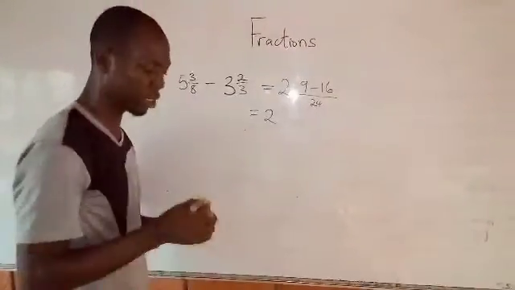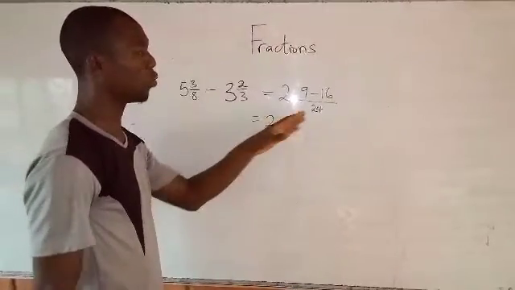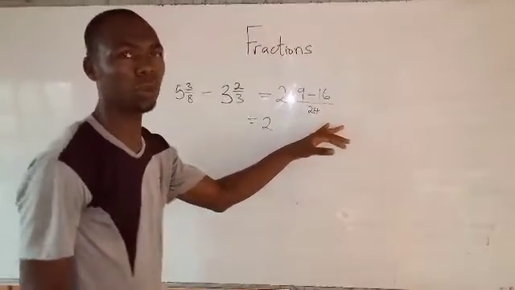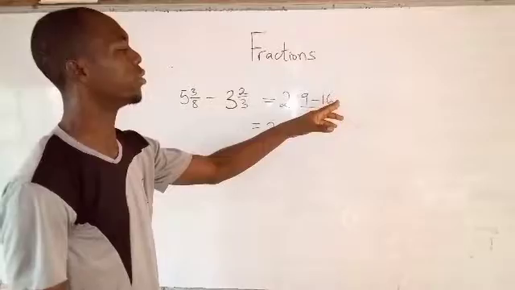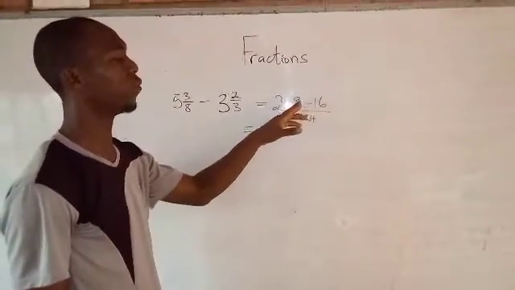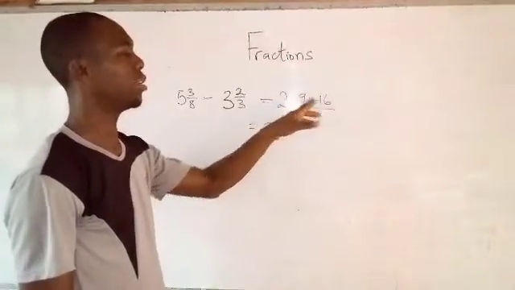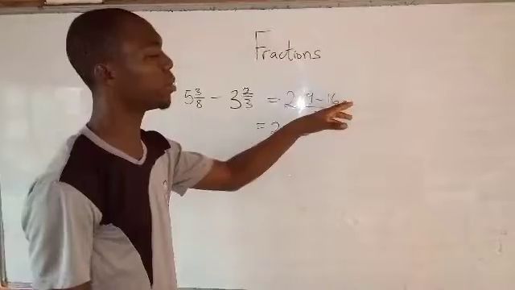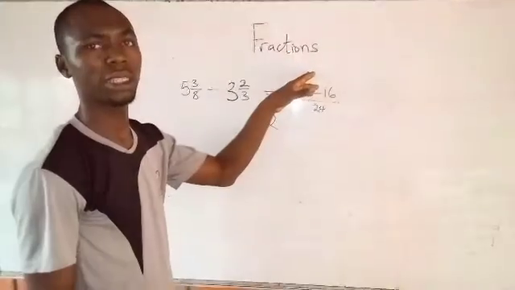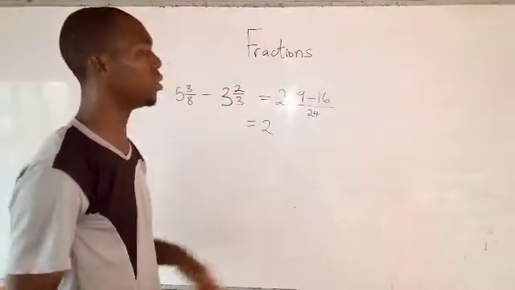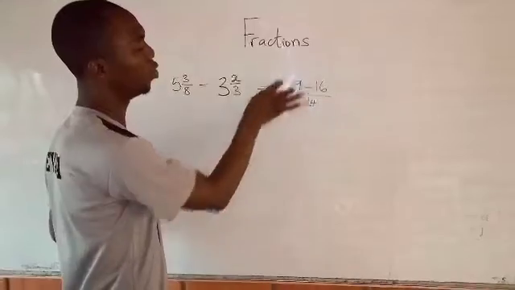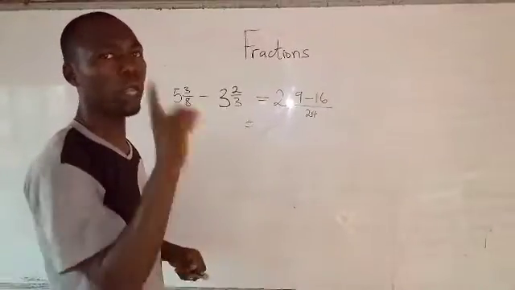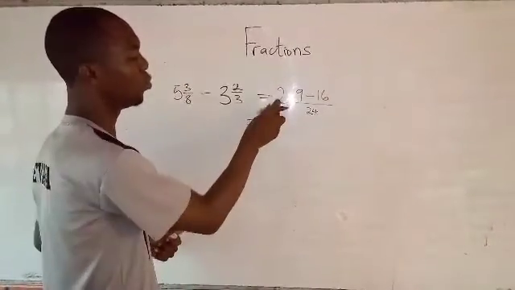9 minus 16. This was where the student got confused. How will he subtract 16 from 9? And as you can see, we cannot subtract 16 from 9. So what we simply do is this. We have our whole number here, which is 2. We are going to take 1 from that 2.